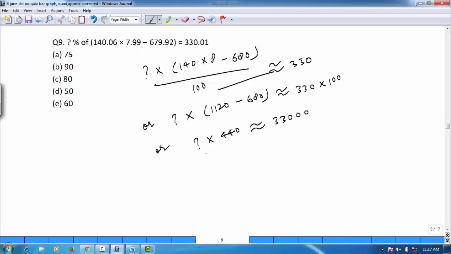3 zeros. This implies question mark is equal to 33000 upon 440, that will be equal to 75. So A is the correct option.